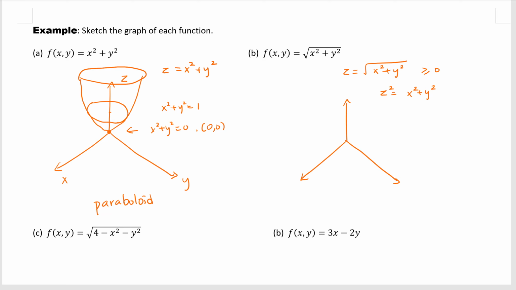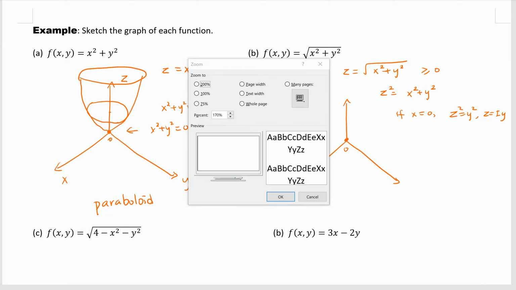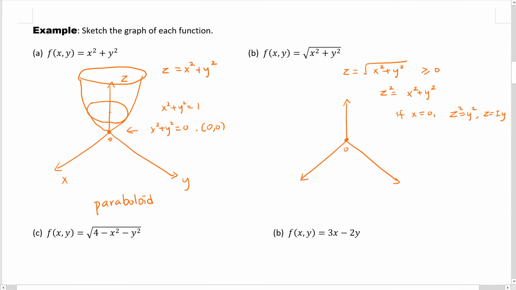Okay, so here you can see when z is 0, we get x squared plus y squared is 0. So it also passes through the origin, right? And furthermore, if you plug in x equals 0, you get z squared equals y squared. So z equals plus or minus y. So they are lines on the YZ plane.